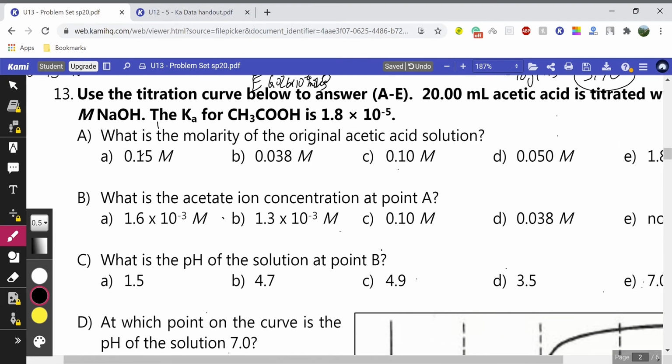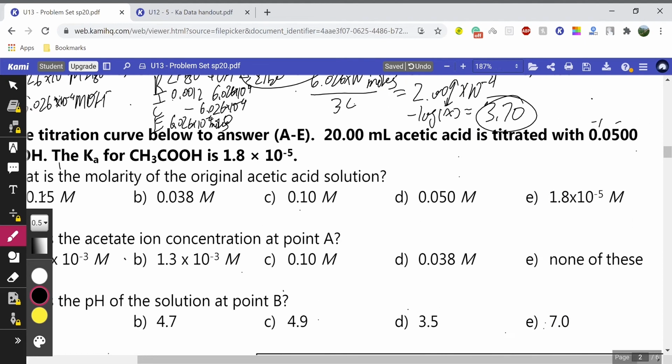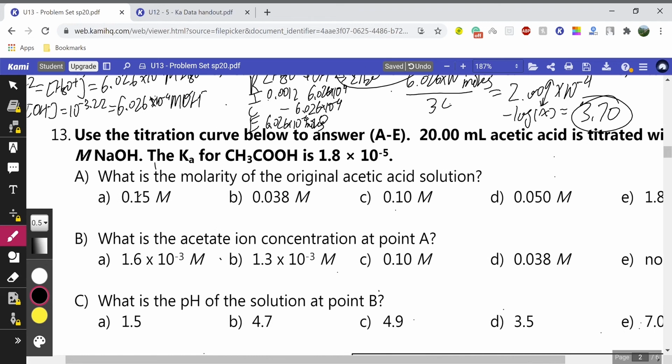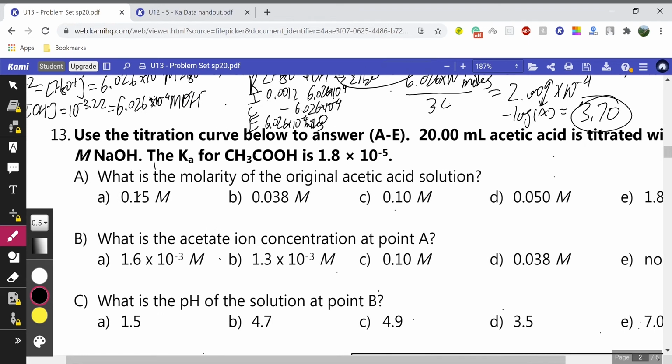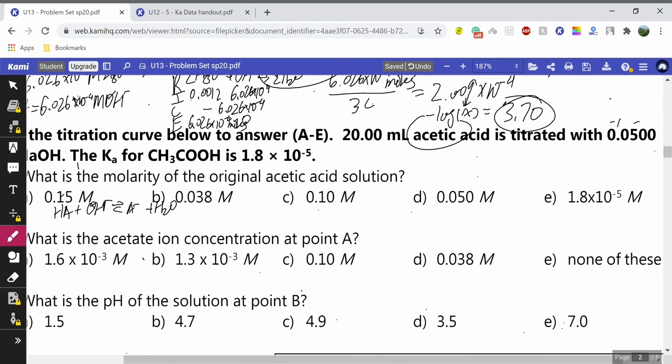Okay, here, what is the molarity of the original acetic acid solution? Instead we'll have 20 milliliters of acetic acid titrated with 0.05 molar NaOH, and the K for that is this. For this, we can use HA, which is our acetic acid, plus our NaOH, let's cross out the Na so we don't confuse ourselves, OH-, which will form A- plus H2O. This A stands for acetic acid; A- will be the acetate ion, and HA will be acetic acid.